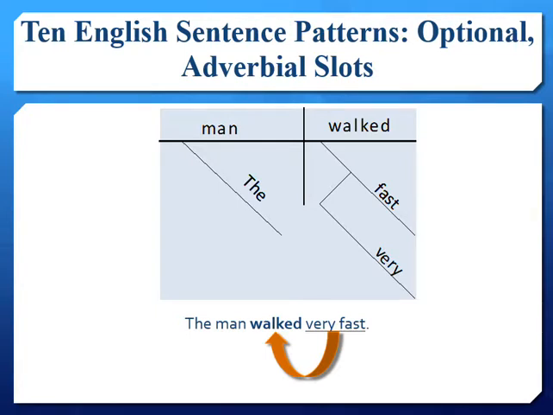Adverbials that modify verbs can be adverb phrases too. Adverb phrases consist of adverbs that modify adjectives, verbs, and other adverbs. In this sentence, the adverb very is modifying another adverb fast, and the adverbial very fast is modifying the intransitive verb walked.